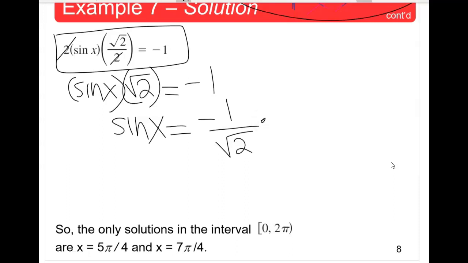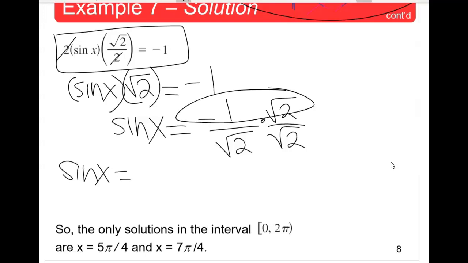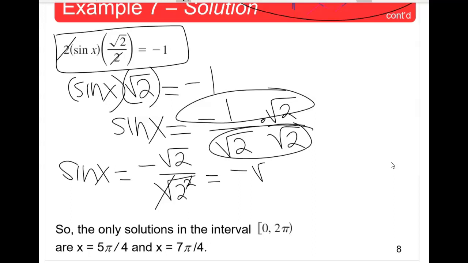And just so that you recognize what we're talking about, if we rationalize the denominator here, so that we don't have an irrational number on the denominator, we multiply across, so we will have negative square root of 2 over, and here it's like we're squaring the 2 inside the square root, so that will cancel each other out. So we have negative square root of 2 over 2.